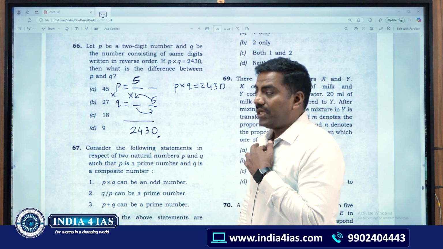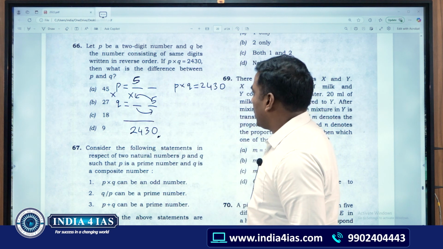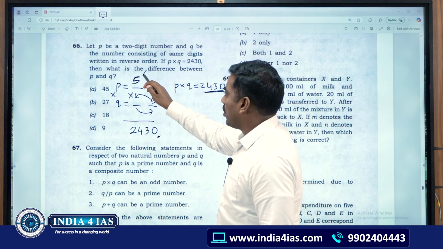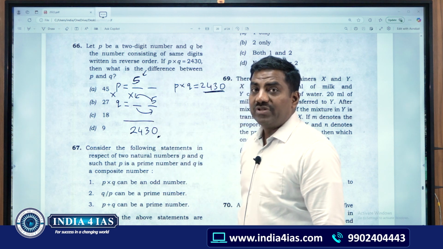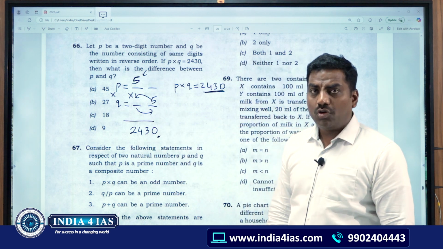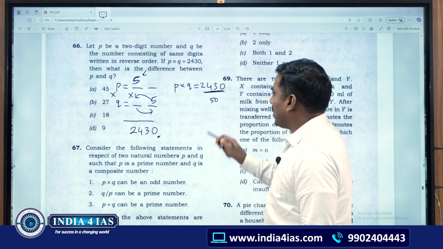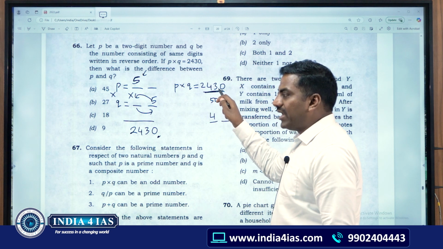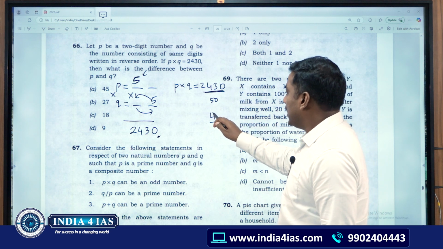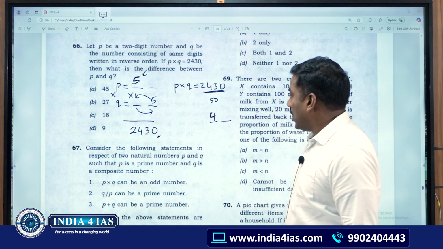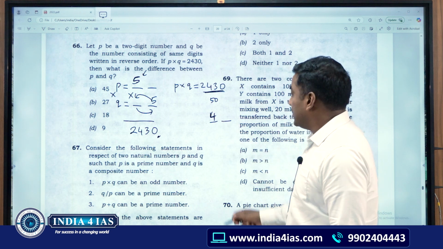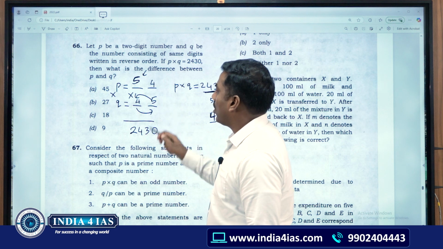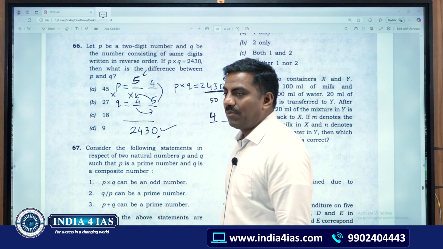5 has to come here. So if you look at this way, and we want 2430. 2430 has to be divided by a number which is closer to 50. So when I try to divide this number by 50, I will get some answer starting with 4, just more than 40. So in that case, fill this as 4. So 54 into 45 is nothing but 2430.